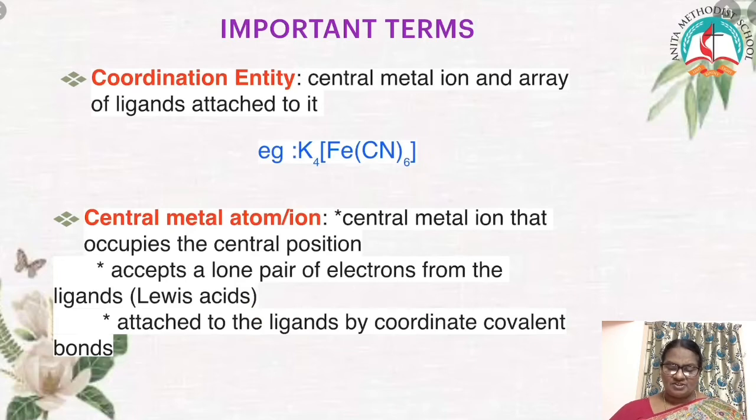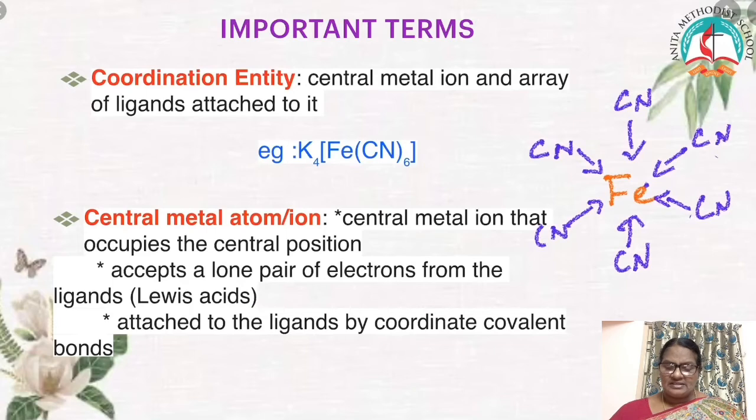Let's look at the structure to understand. So this is Fe, and the 6 cyano ligands, each one donates a pair of electrons, and this is how we form a coordinate covalent bond. You must have studied it in 11th standard. So CN is donating a pair of electrons to the ion.